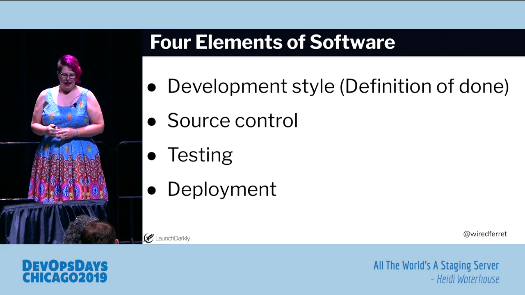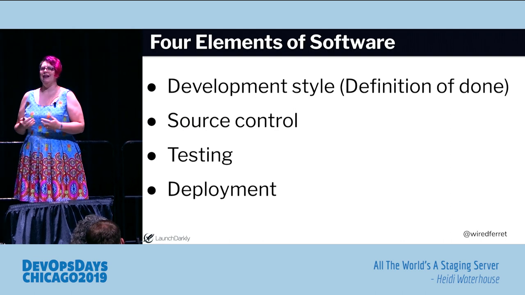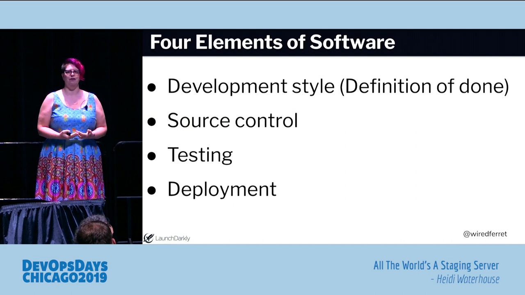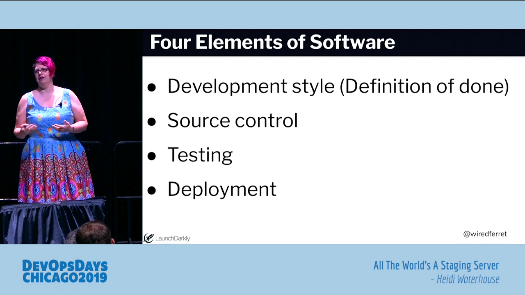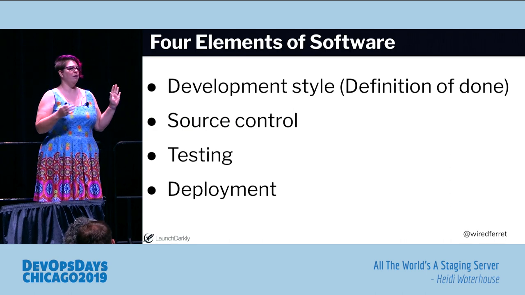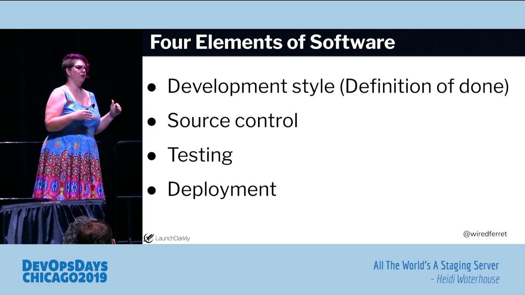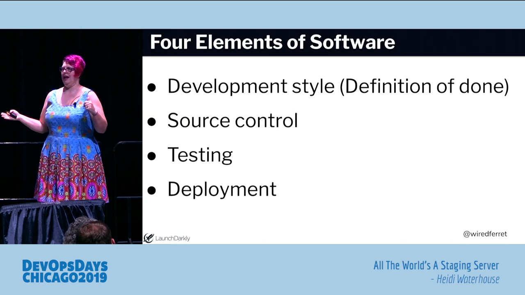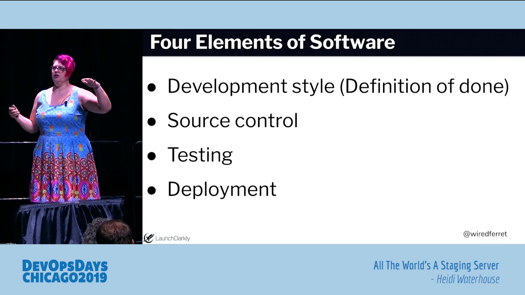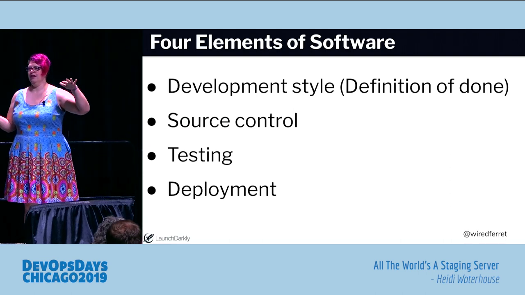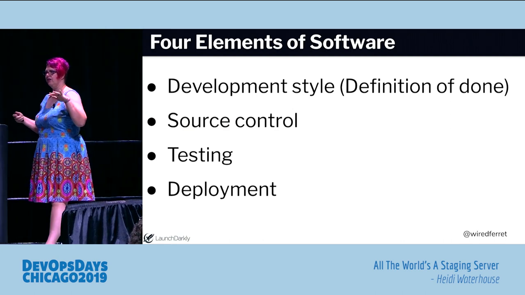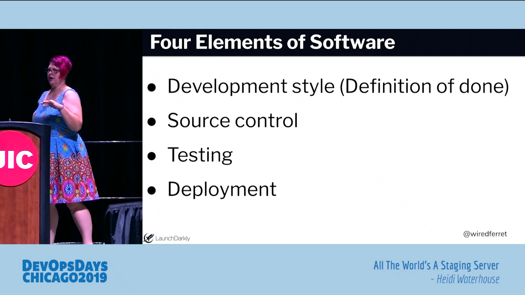So source control. Testing. What is testing? What do we do testing for? What is it meant for, besides people not yelling at us? And deployment. How do you get your magnificent opus from your computer to the user? And what steps does that entail? If you move any of these four things without the others, you have sort of an unstable base. Like, you could go ahead and try and do waterfall and software as a service, but it doesn't work out super well, as we've discovered.